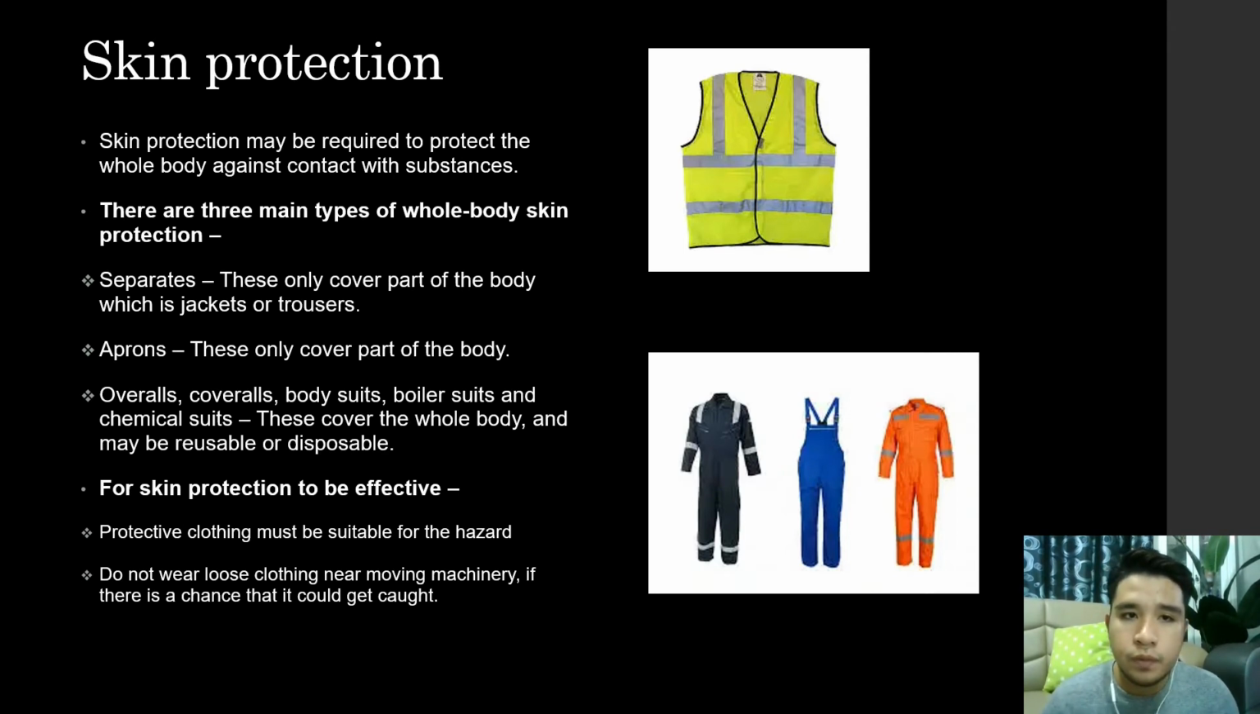The first PPE segment is skin protection. Skin protection may be required to protect the whole body against contact with substances. There are three main types of whole body skin protection. First, separates, which we usually use and only cover part of the body, such as jacket or trousers. Aprons, these only cover part of the body. Overalls, coveralls, body suits, boiler suits, and chemical suits cover the whole body and may be reusable or disposable.